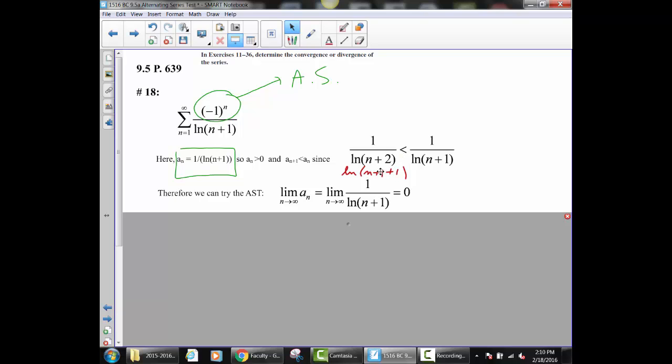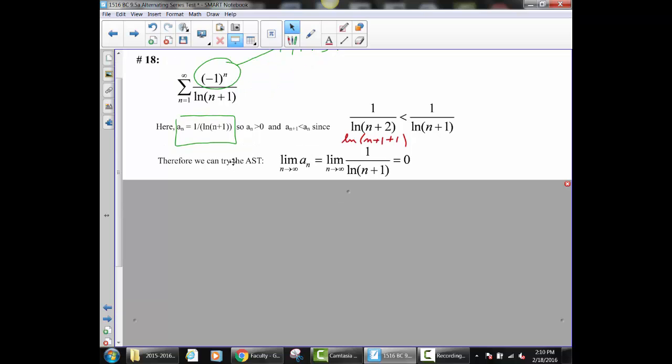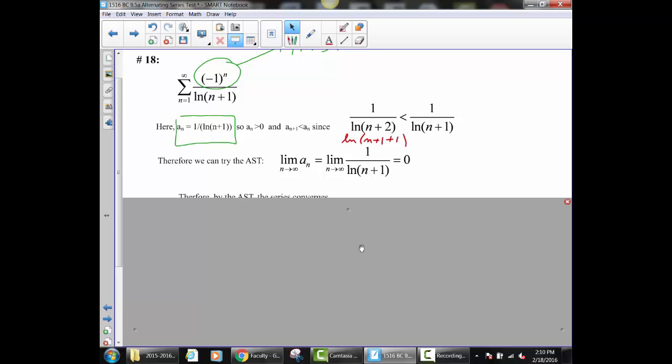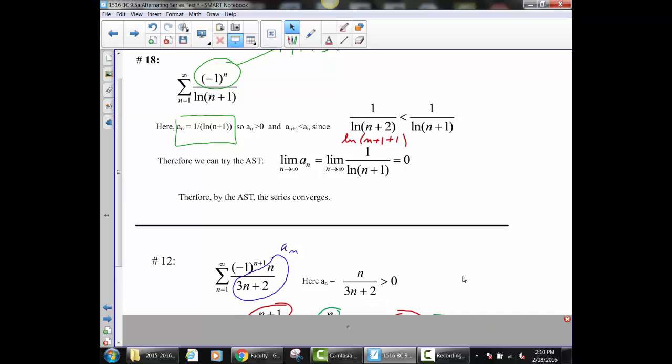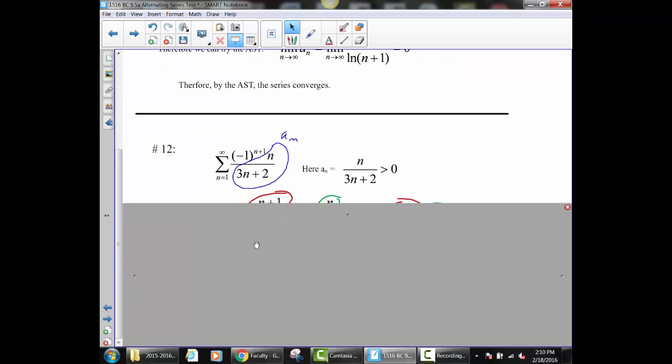So is that true? Well, of course it's true, because the numerators are the same and this denominator is bigger than that denominator, so the value of the fraction is less. So we do have positive a_n's and decreasing a_n's. It is an alternating series, so we can try the alternating series test. We're going to find the limit as n goes to infinity of a_n, being 1 over ln of n plus 1. That gives 1 over infinity, which gives 0. Therefore, the series converges by the alternating series test.